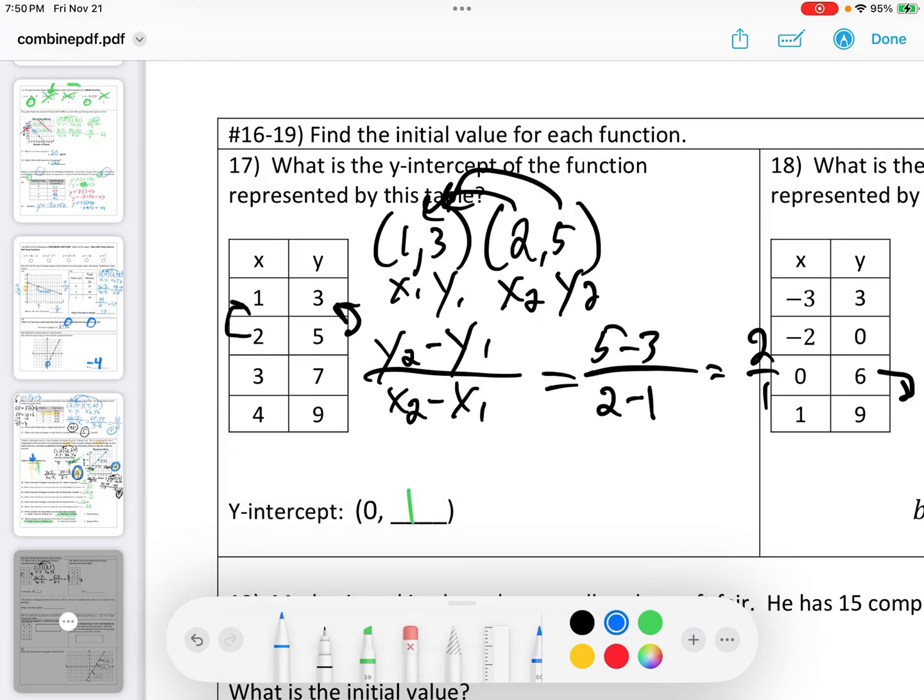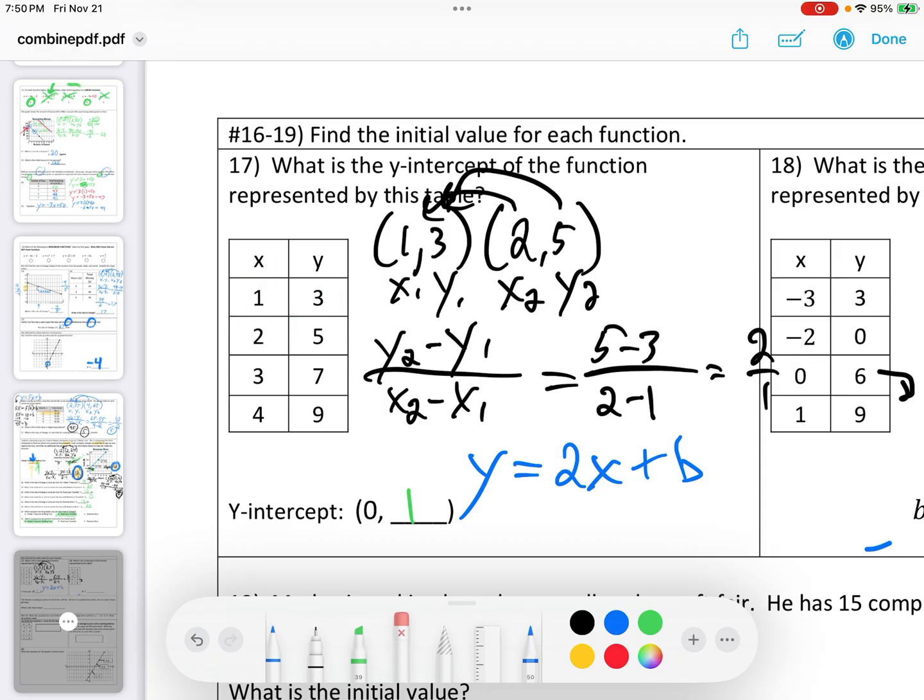These are the problems that, if the numbers are more complex or more difficult, you can't do just by eye, so you have to do all of this work. y equals 2x. We don't know what b is yet, so we're going to use one of those points. What do I mean by that? I mean we're going to take 1, substitute it for x, and we're going to take 3 and substitute it for y.